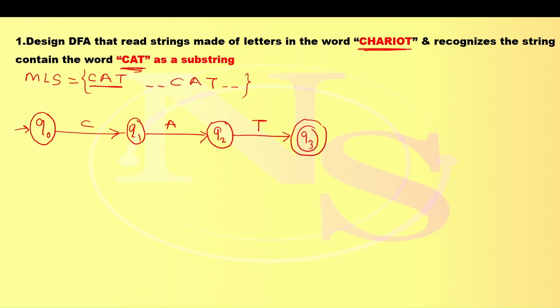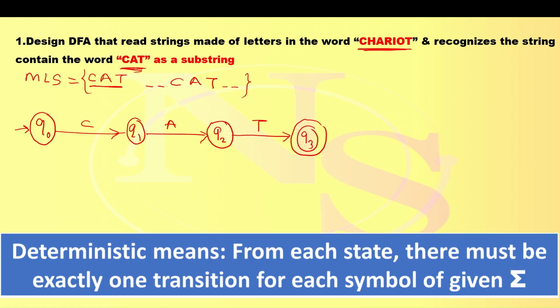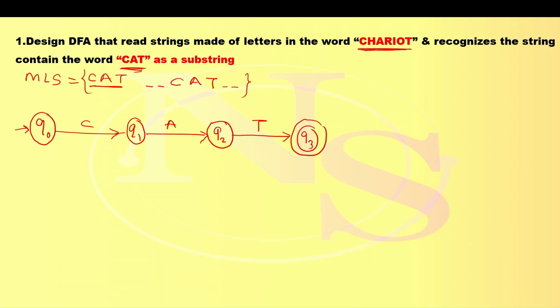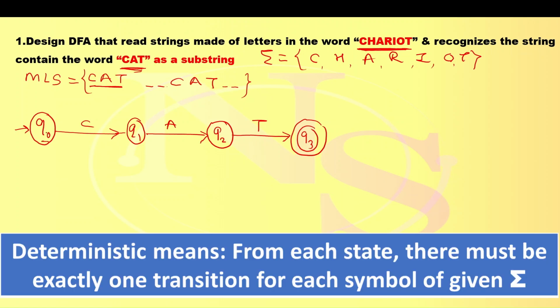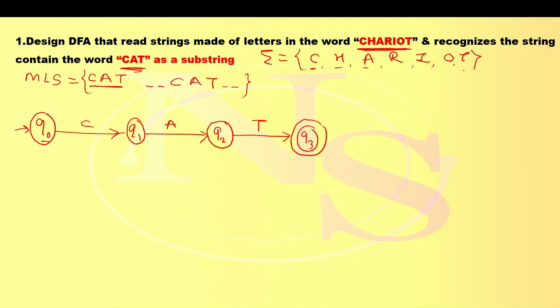Now once we design the automata for our main condition, try to make the same automata deterministic. Deterministic means what? For each symbol of sigma. Here sigma consists of all the letters of this word. Let me write for your better understanding. All letters means there will be C, H, A and the remaining 4 letters R, I, O, T. Our sigma consists of all these 7 letters. So deterministic means from each state there should be one transition for C, H, A and similarly the other symbols. At this moment from Q0 we have only one transition, for C. Transitions for other symbols are missing.